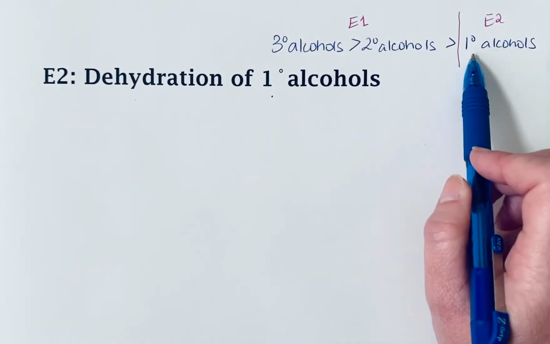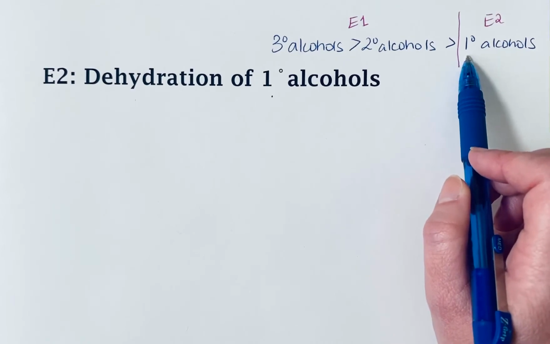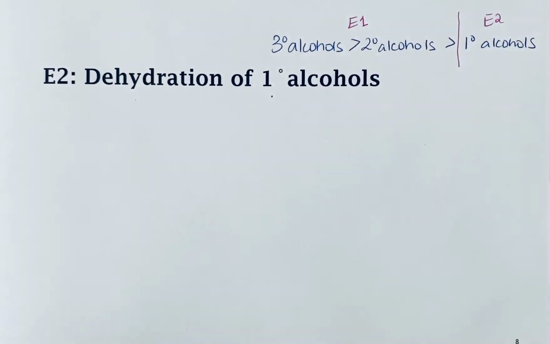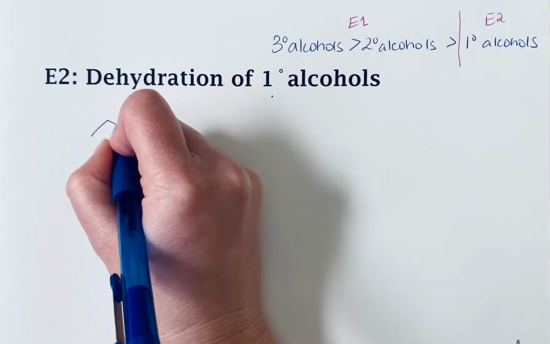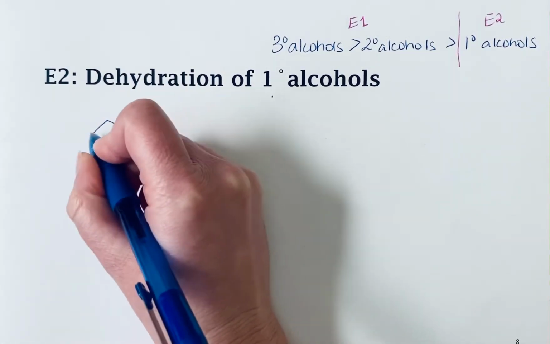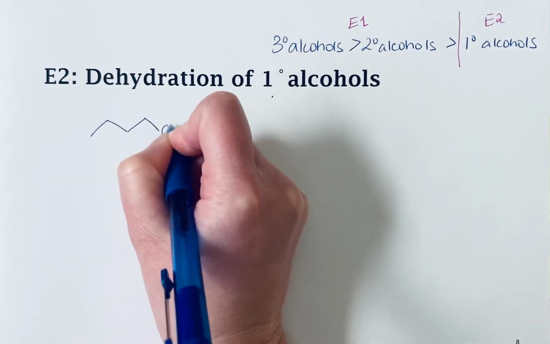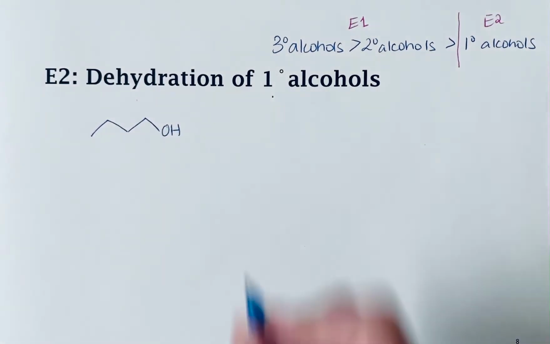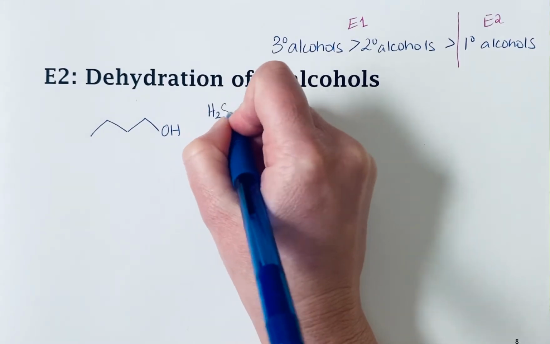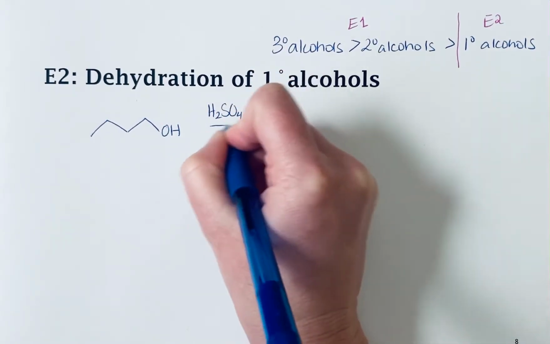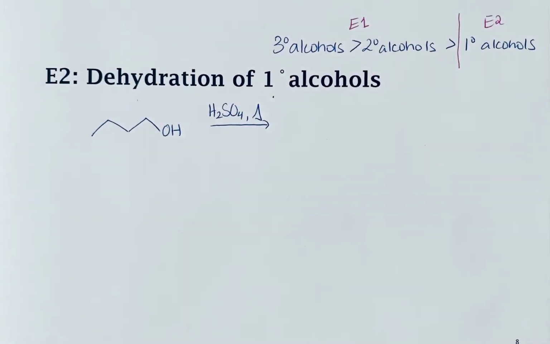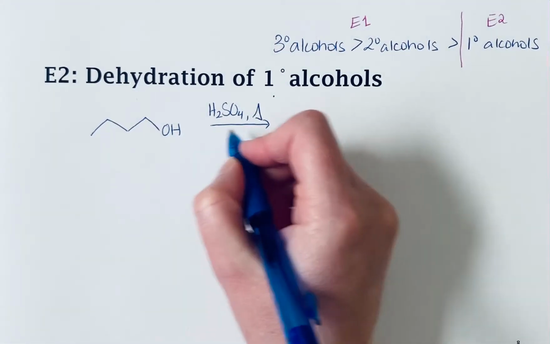With a primary alcohol, you can't form a stable carbocation. So we're looking at an E2 pathway rather than an E1 pathway. So I'm going to draw an example of an E2. So we're going to look at 1, 2, 3, 4. We're going to look at butanol, and we're going to heat this up with sulfuric acid. And the product might not be what you expect it is. So I think it's important to take a look at this mechanism.